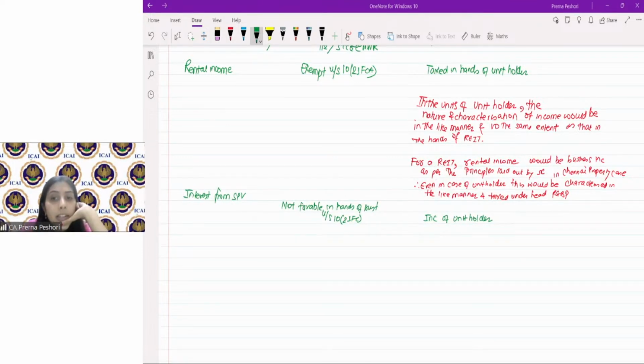Now, understand one thing. Interest income which is on the loan which is given. So what do you think? Whether this is in the nature of business or in the nature of other sources. For that, you need to determine what is the purpose for which the loan is particularly given.